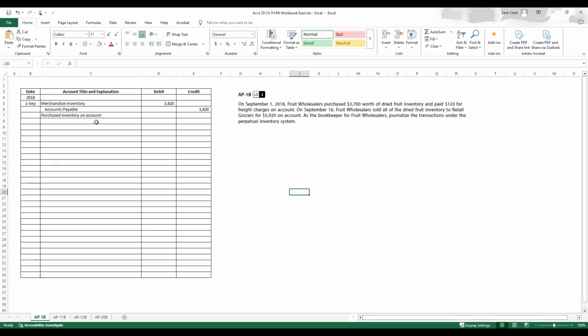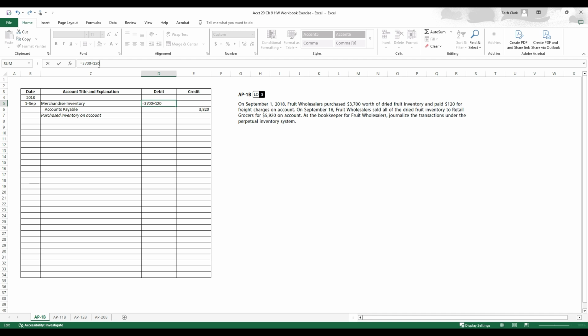Okay. I feel like something is spelled wrong, but nope. Okay, all good. So that was us purchasing the 3,000. Oh, and I should highlight here that we're purchasing the $3,700 of dried fruit. We also paid the freight charges to get it to us.